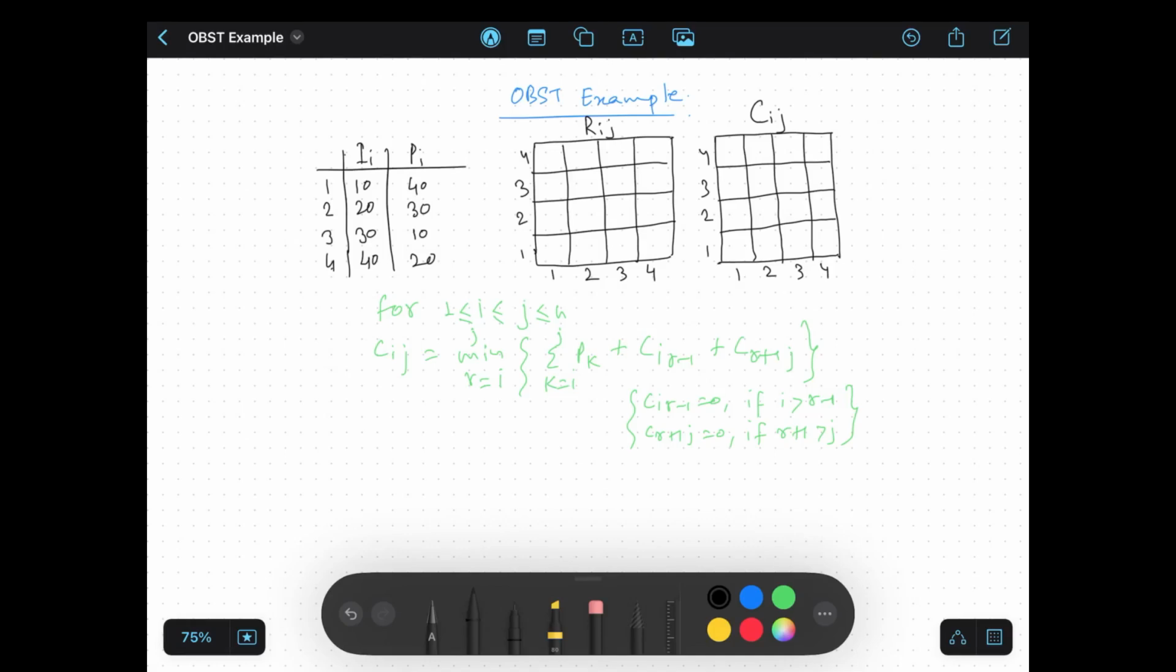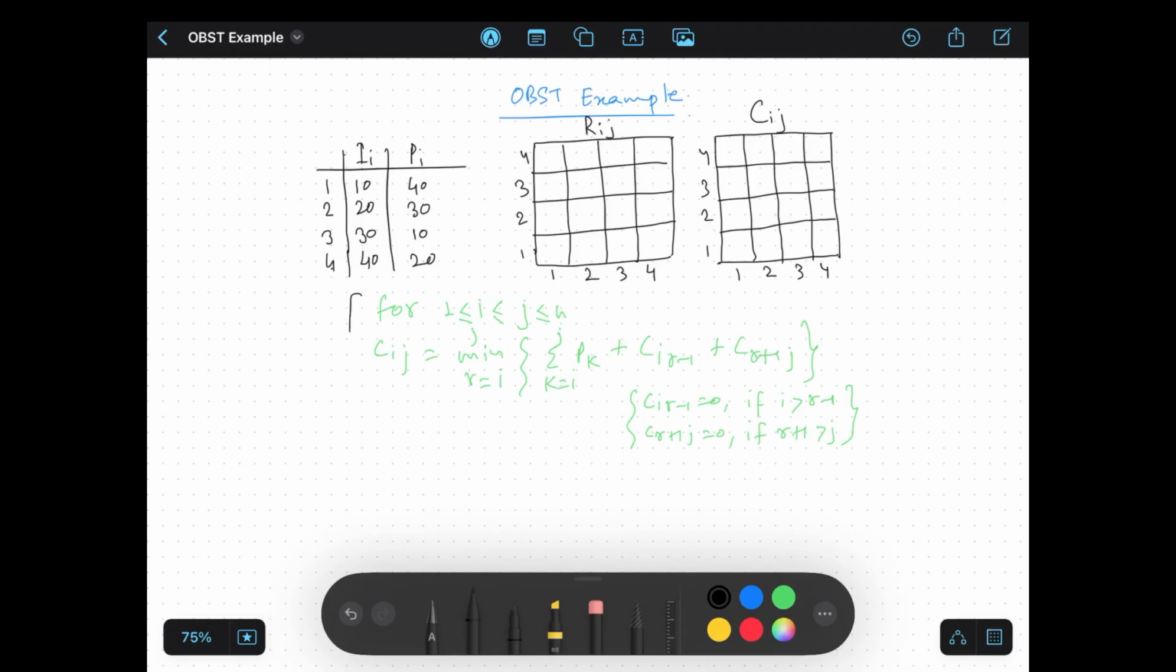Hello everyone, welcome back. In this session, we are going to look at one example for the optimal binary search tree and solve a problem using the recurrence for the OBST.